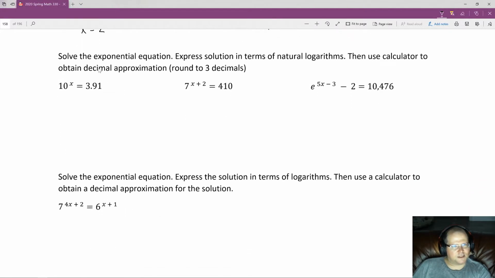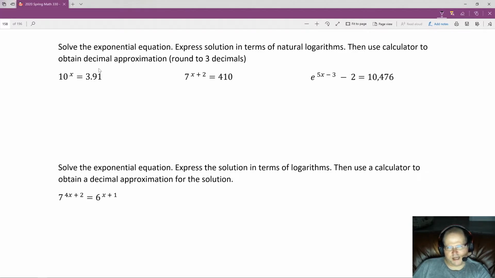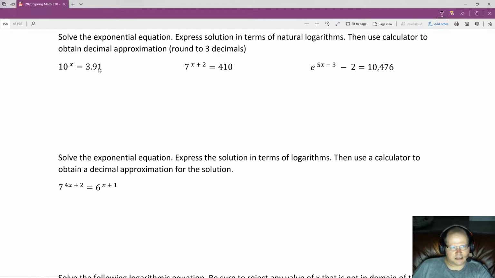Alright, so solve the exponential equation, express solutions in terms of natural logarithms, then use a calculator to obtain a decimal approximation, round to 3 decimals. I want to solve for this x, but it's in an exponent. So the way I'm going to bring it down is I am going to take a natural log. But whatever I do to one side, I do to the other. So I took a natural log of 10 to the x power, which is x natural log of 10 is equal to the natural log of 3.91.